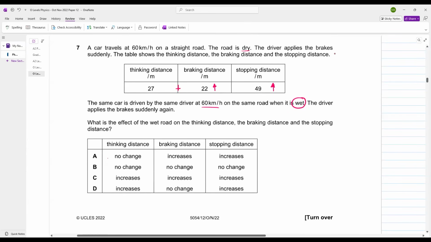There is no change to the thinking distance. Braking distance increases, stopping distance increases.